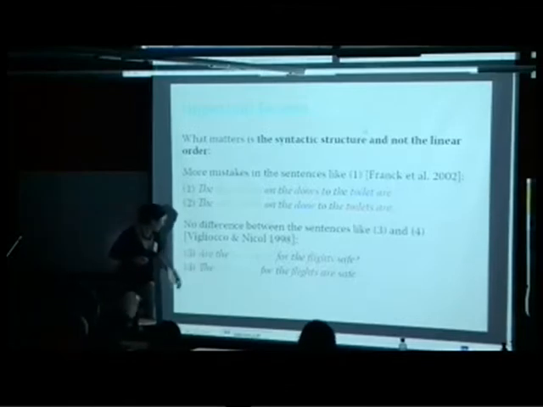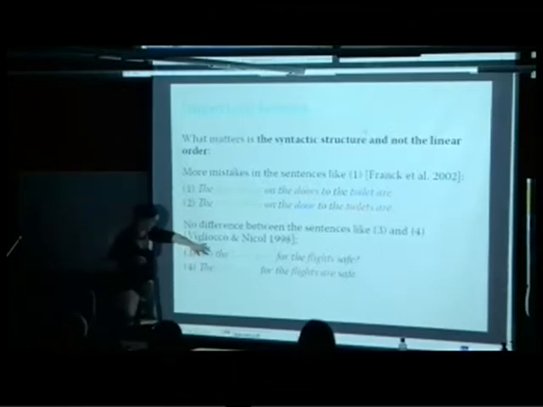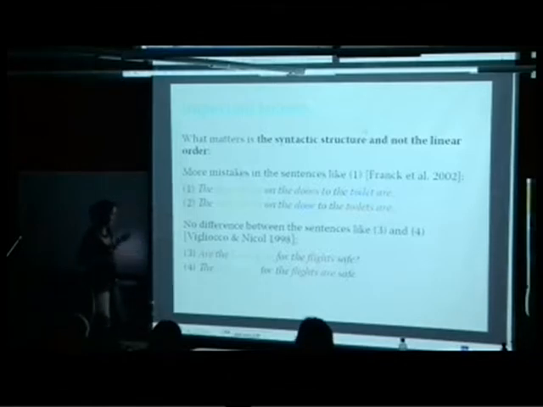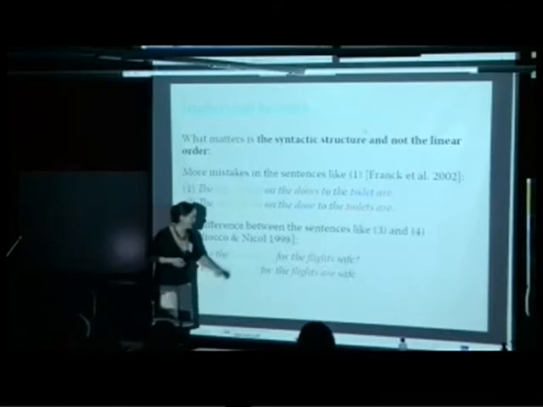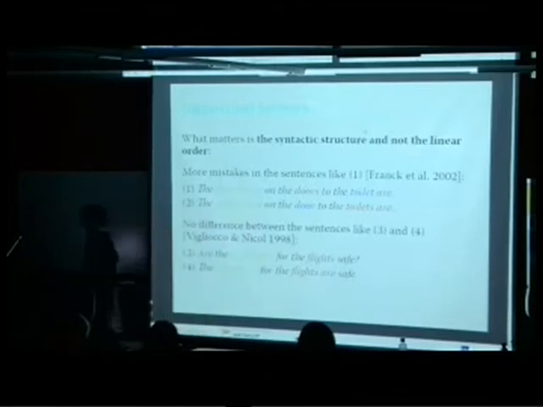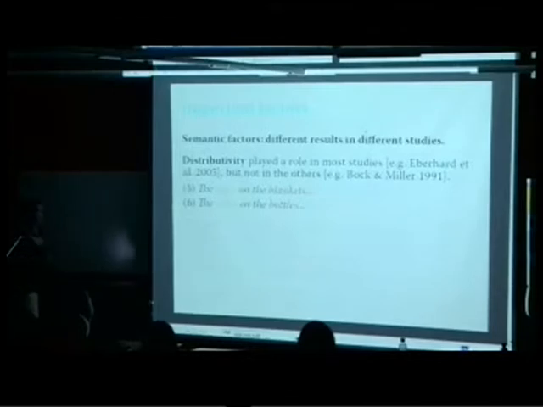Then also a quite drastic example that there is more or less the same number of mistakes in affirmative sentences and in yes-no questions, where the verb is actually moved. I may not want to use the term movement, but I use it in a kind of didactic sense. So the verb is not sitting after the potential intervener. And some studies show that linear distance effects matter too, but in any case they are much weaker.